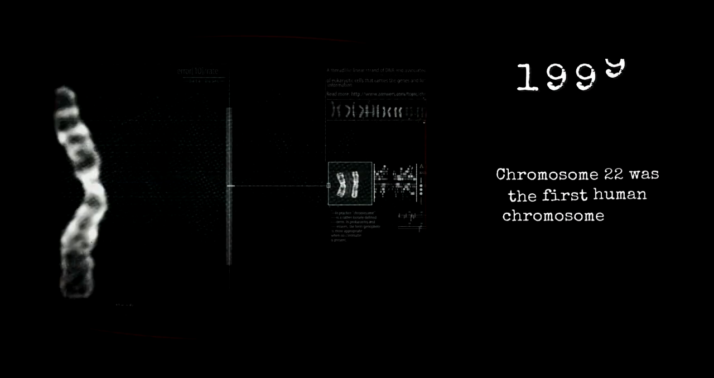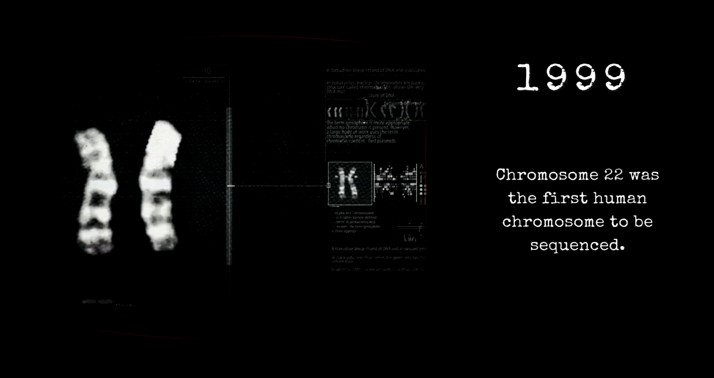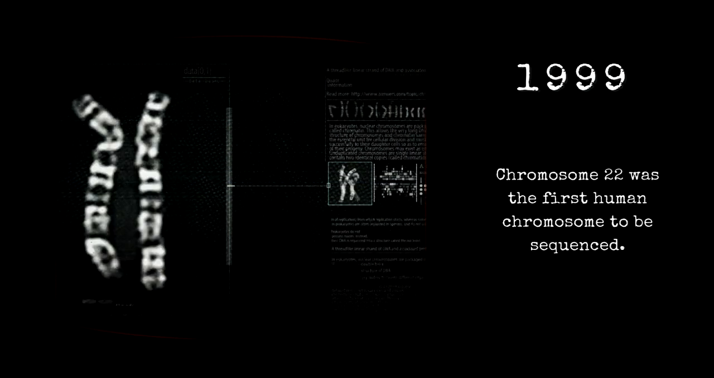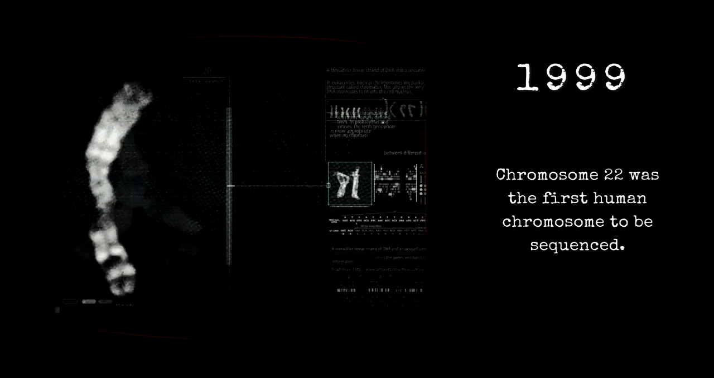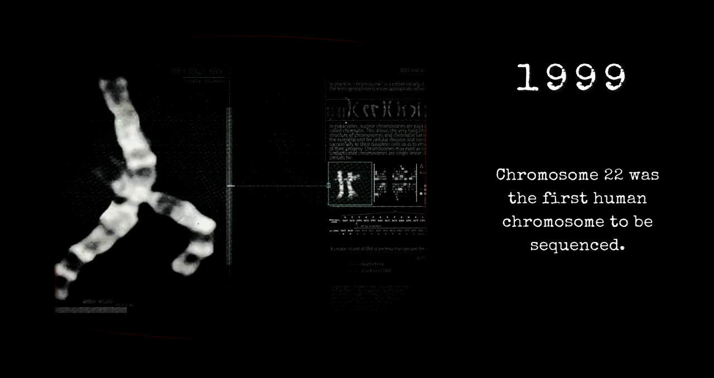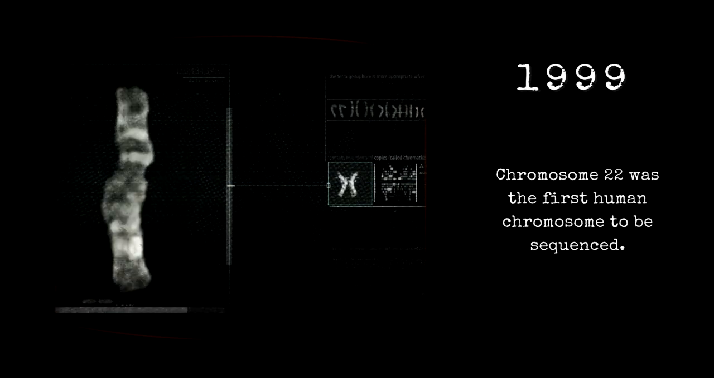Dolly was a huge achievement, proving that the process of cloning found in nature could be applied to organisms in which it does not naturally occur. Another milestone was achieved in 1999 when scientists were able to completely map out the sequence for chromosome 22, making it the first human chromosome to be sequenced.